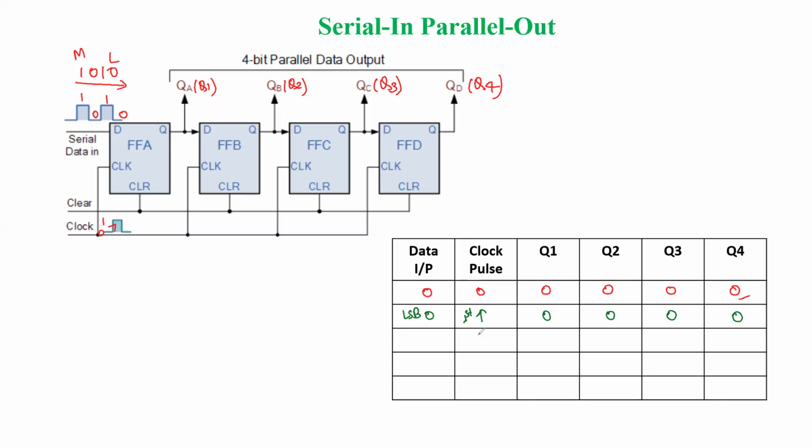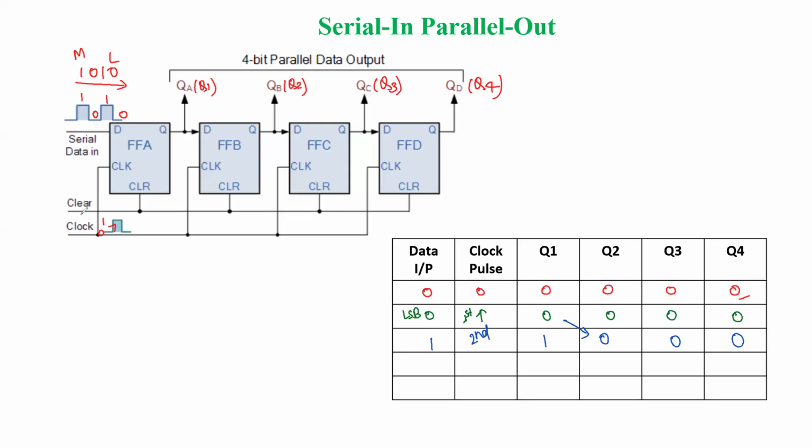Next, again, we are going to give the inputs. During the second clock pulse, the second bit is available, that is the 1 here. So now the output of Q1 will become 1. At the same time, this Q1 is being shifted to Q2. And finally, Q3 and Q4 are 0 only.